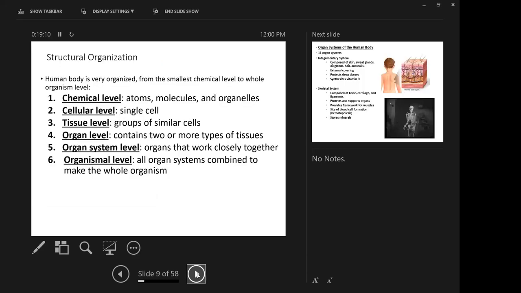At the chemical level, and this summarizes everything, we're going to have atoms and molecules and organelles. Organelles are little structures within the cells that function like organs. They're specialized.